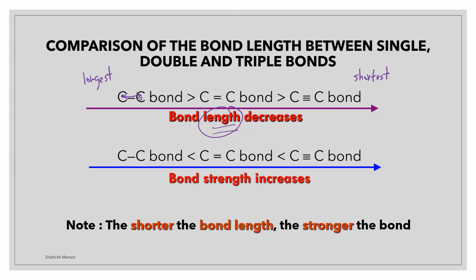bond is the longest. And for the bond strength pula, okay, this arrangement is the reverse of the bond length. According to the bond strength, carbon-carbon single bond has the weakest. Meanwhile, carbon-carbon triple bond is the strongest. So arrangement of the strength is the vice versa of the length. Is the reverse of the bond length. So the shorter the bond length, the stronger the chemical bonding.